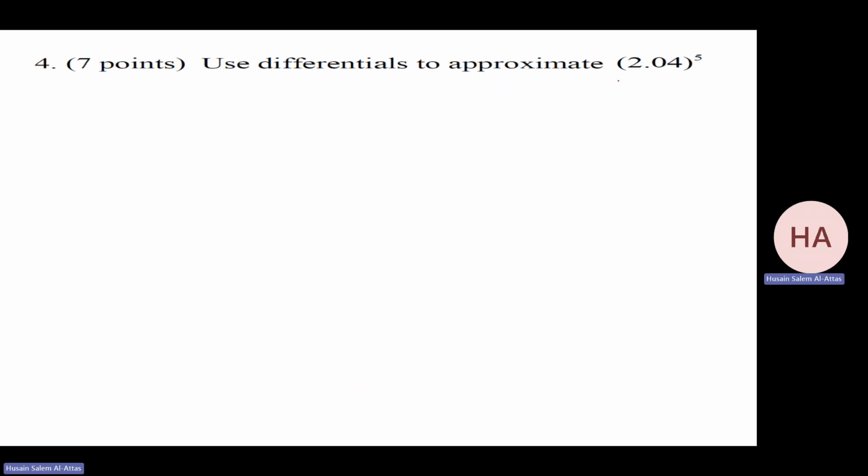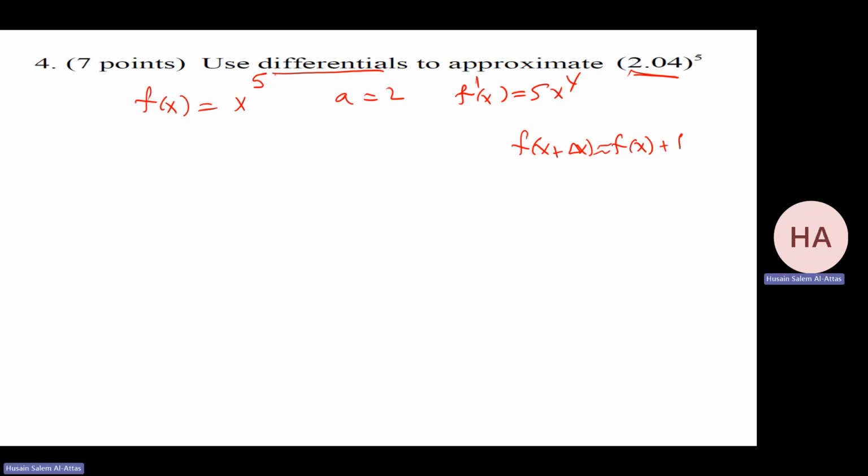I'm going to approximate this. So my function is x to the power 5. My a will be 2. My f prime is 5x to the power 4. Okay, I want to use the differential. I know this relation: f of x plus delta x is approximately f of x plus f prime of x dx.